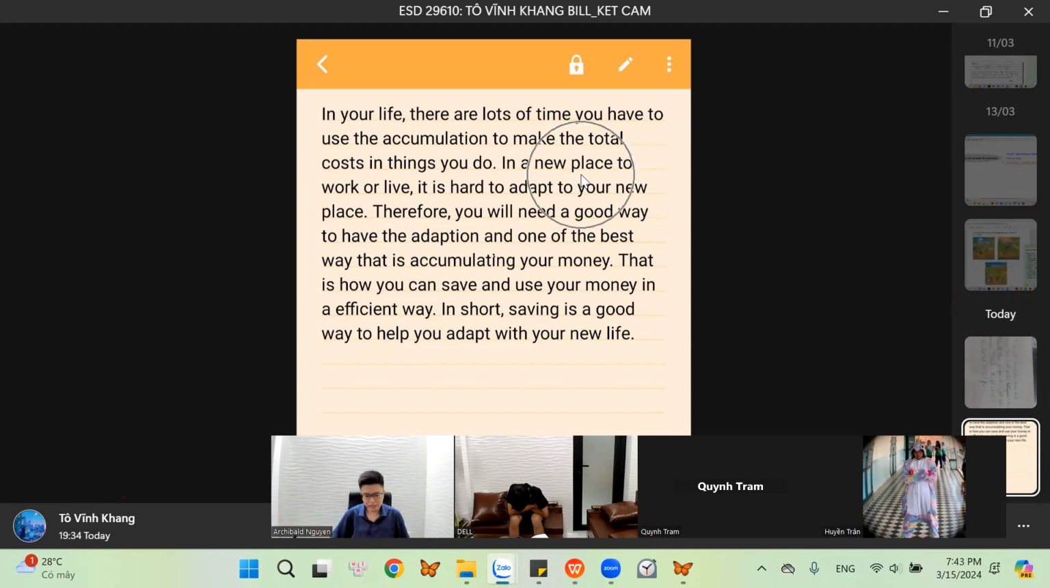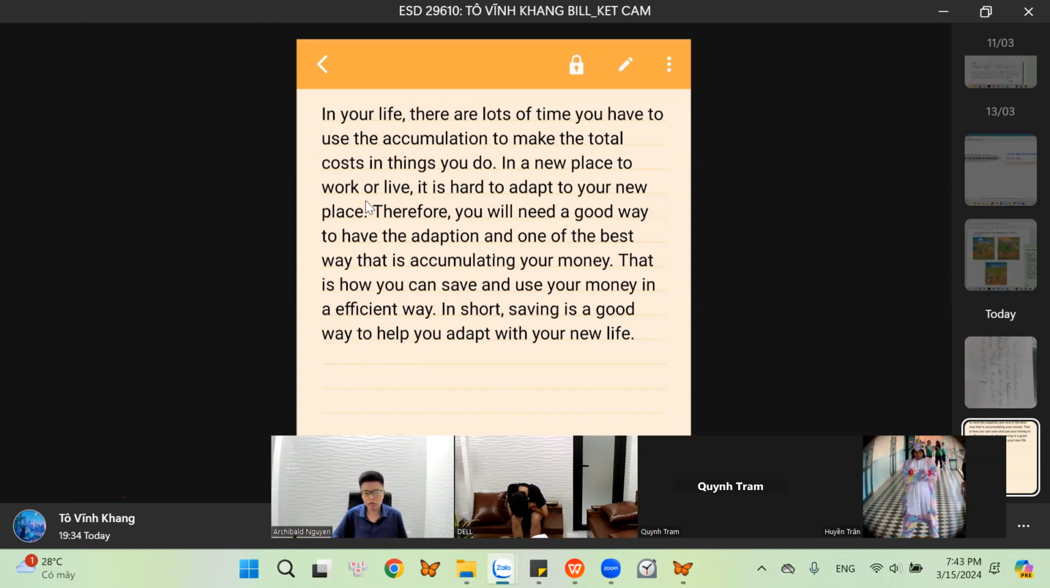Okay, next sentence. In a new place to work or live, it is hard to adapt to your new place. All right, this is a simple sentence, it's right, but in order to upgrade it, you should see something like this. First you use a new place, and then second you repeat the words your new place, so it's going to make your sentence look very basic. When things are basic, it is low score. You need to upgrade it.